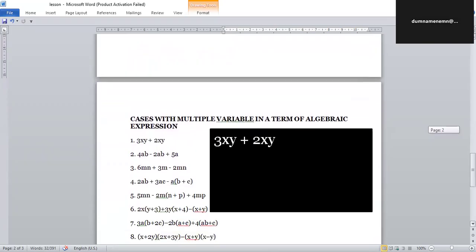All right, so let's go with cases that involve more than one variable in a given term. So how do you solve this kind of question? All right, remember the variable in any term must be exactly the same before you can add and subtract. So if you look at this first question, 3xy plus 2xy, you can see xy, xy. The variable is actually the same, so we can add it. So the final result for this question is going to be 5xy. We are done with that question, and that's all.